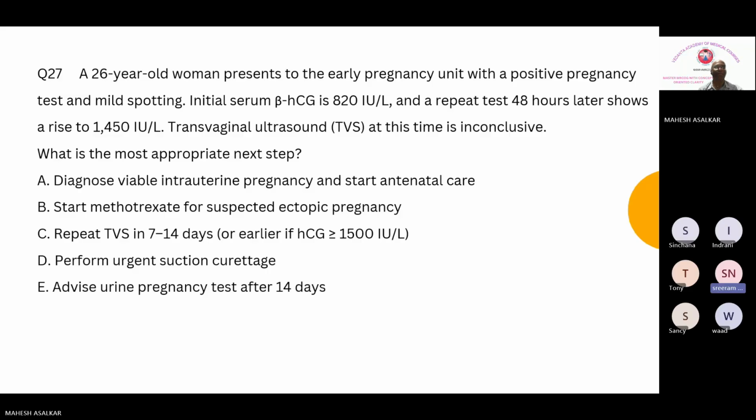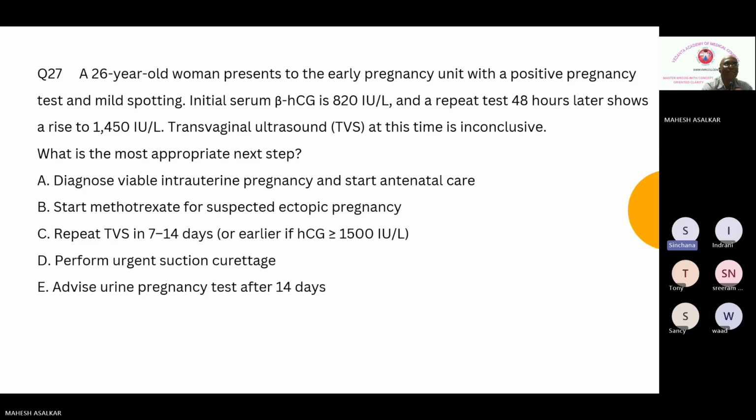Okay, she's stable, mild spotting, and start methotrexate for suspected ectopic pregnancy. Diagnose viable uterine pregnancy and start antenatal. No, perform uterine. Only thing B is the answer. You want to say start methotrexate or perform urgent suction curettage? B or D? Sorry. Time is inconclusive. C, it is.